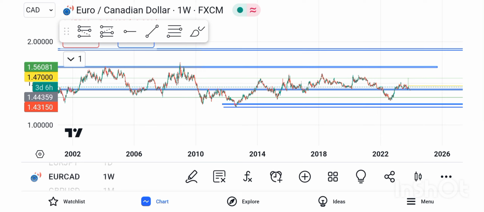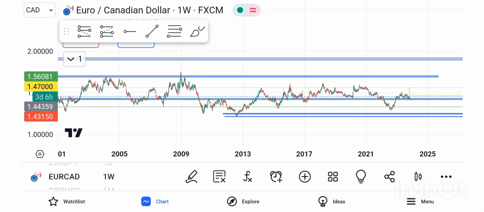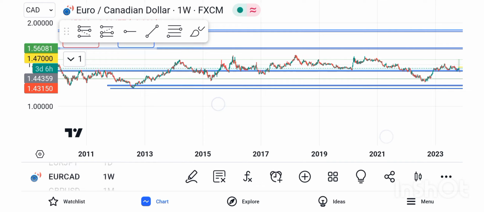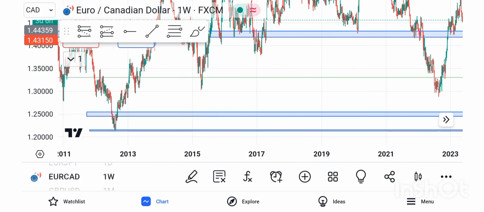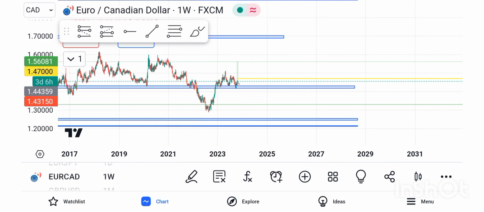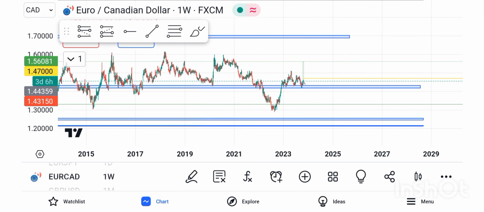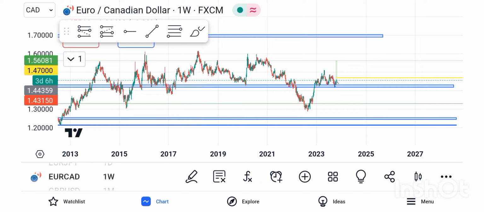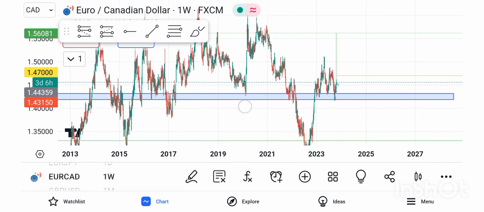In this video, we're going to be looking at EURCAD and how we can position ourselves for profit in EURCAD. Currently, we're looking at the 1 week time frame, and my chart has already been nicely mapped out, all levels mapped out, and we have the pair sitting right on our level.